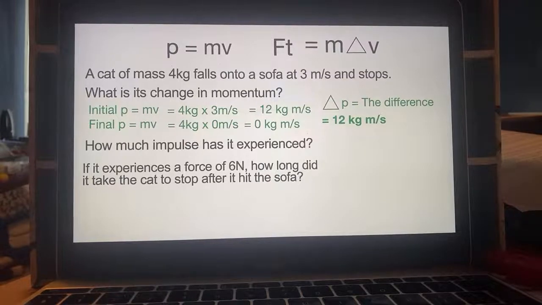Anyway, how much impulse has it experienced? This is the weird thing. It's the same because force times time is impulse. And that is exactly the same as something's change in momentum. So it's just the same. It's 12 kilogram meters per second.